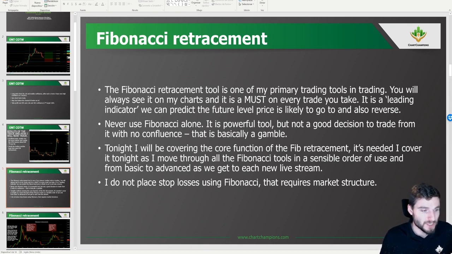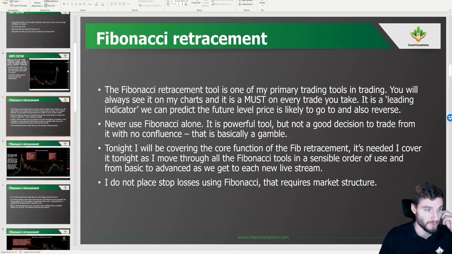I also just wanted to note that I do not place stop losses using Fibonacci. That requires market structure, something as simple as a higher high, higher low. Place your stop losses below higher lows. I would use stop losses more towards that rather than fibs on their own. So Fibonacci is not used for stop loss placement for me anyway. Okay, I just wanted to say that before we begin.